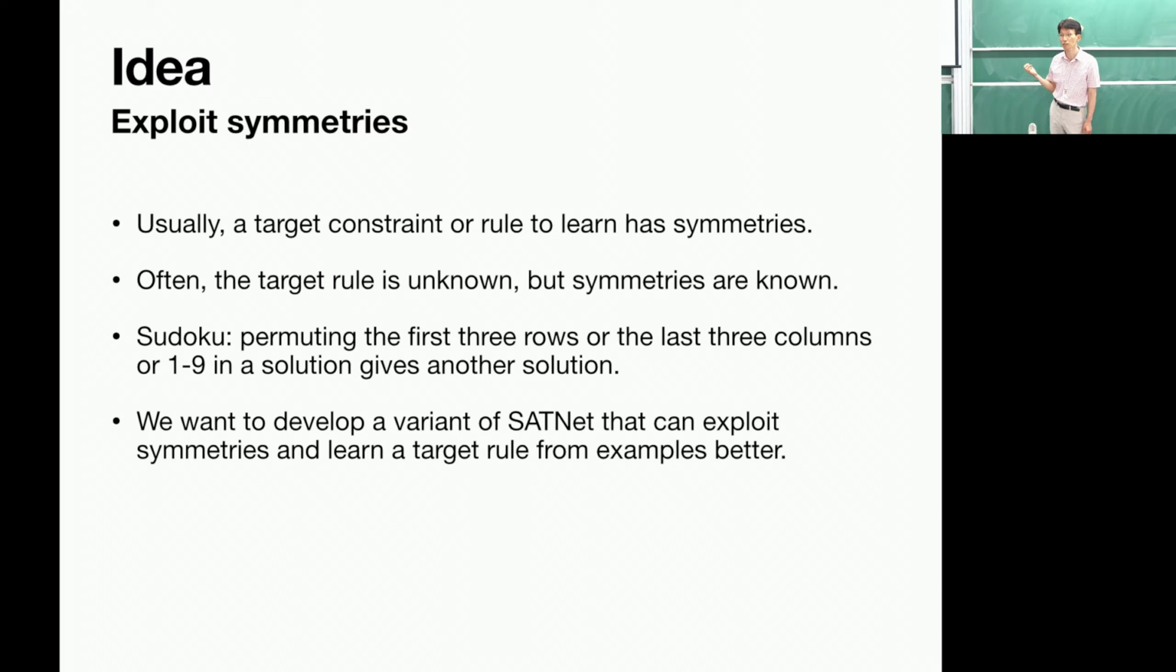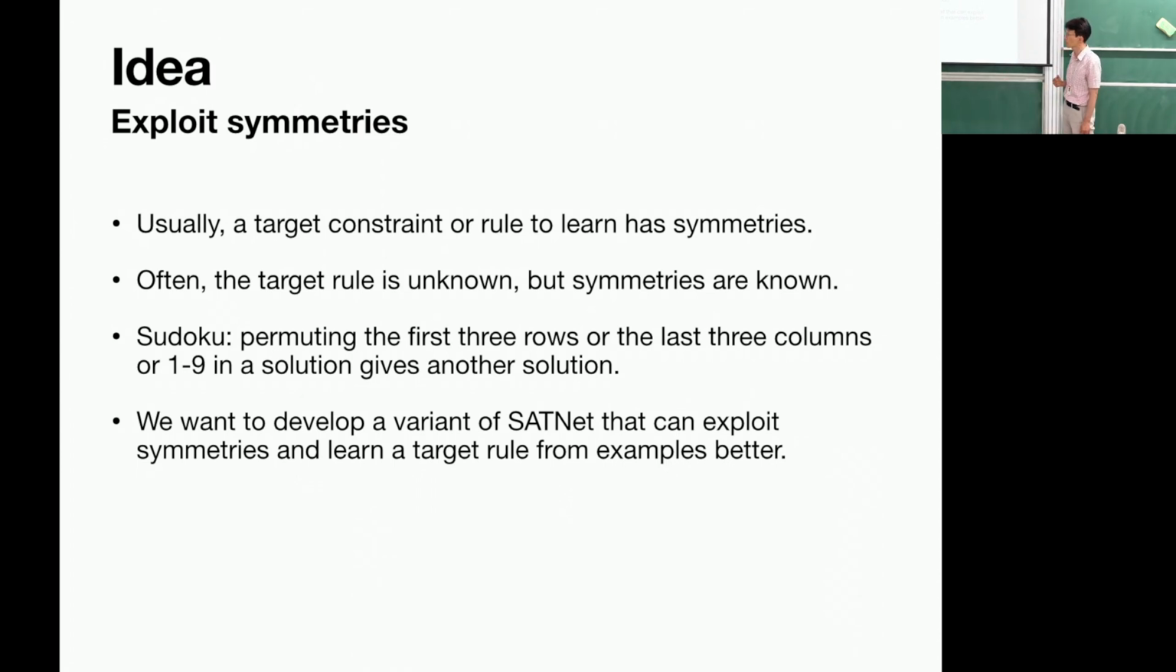We know that some of the transformations preserve the solution of the puzzle that we care about. So if we are in such a context, then we can ask some domain expert to provide not rules, because we don't know the rules, but some of the known symmetries behind the rules. Then maybe we can use these symmetries to design a new type of SATNet that can learn a lot better. Maybe it's more data efficient, and it can generalize a bit better.